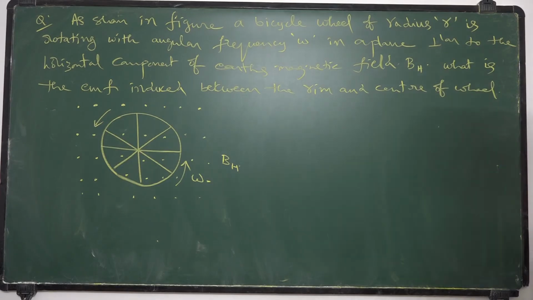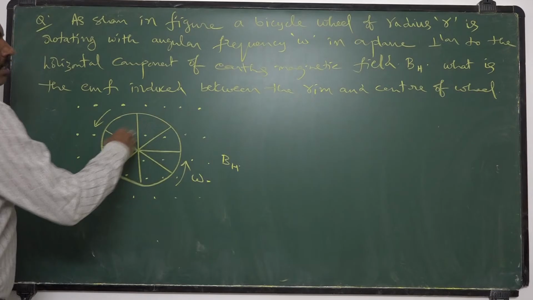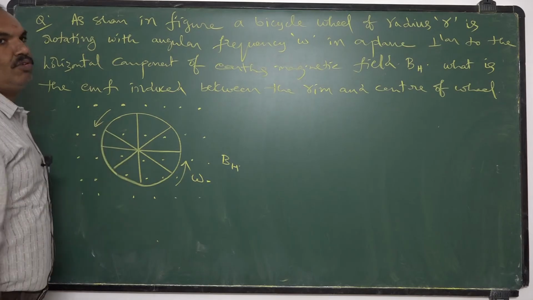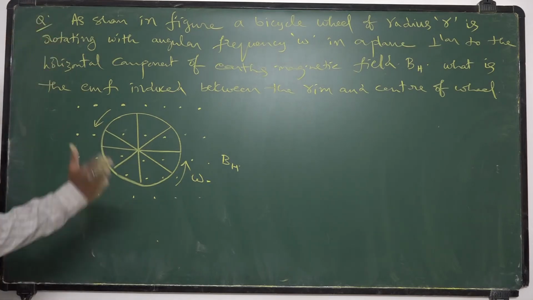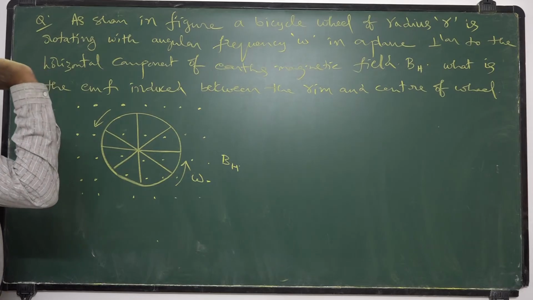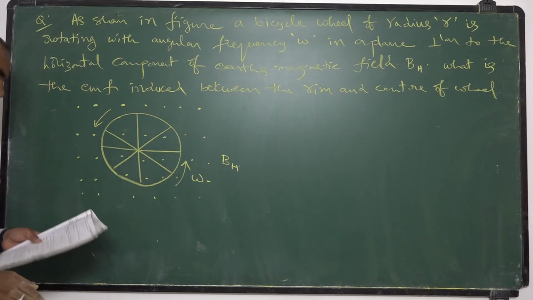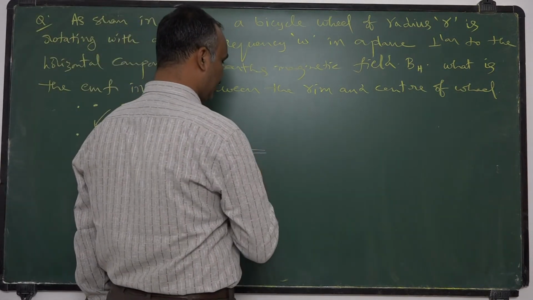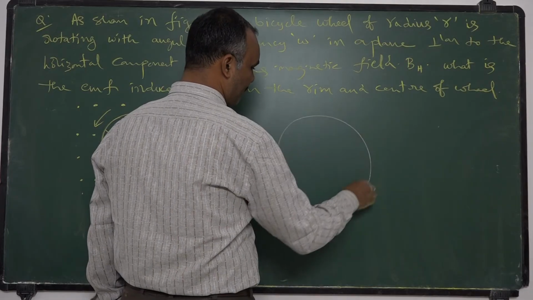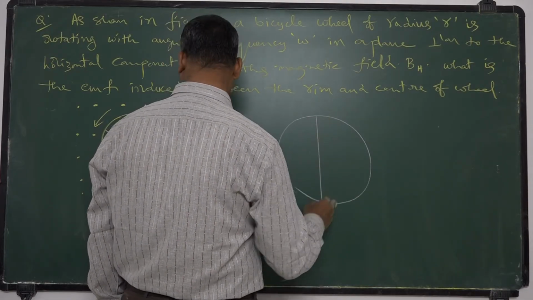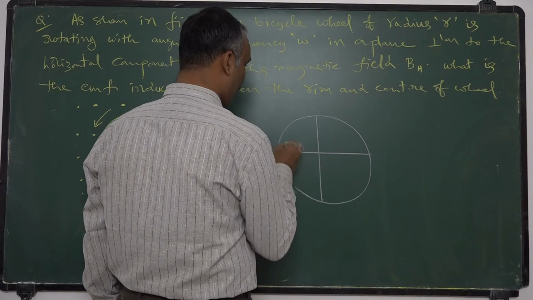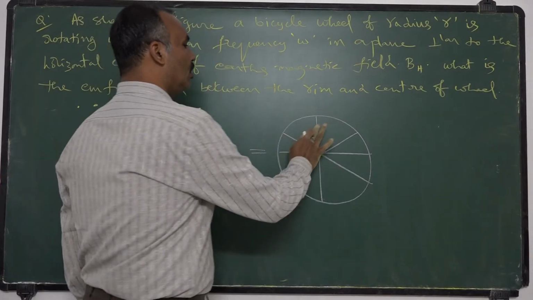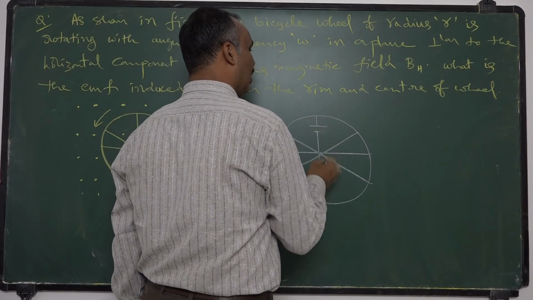If you observe clearly, each and every spoke of the wheel will act as an individual rod rotating with angular velocity omega. As the magnetic field is out of the paper and the wheel is rotating like this, you will have higher potential at the upper surface and lower potential at the lower surface. So this wheel is identical with this. If you consider this rod, it is acting as a cell like this.